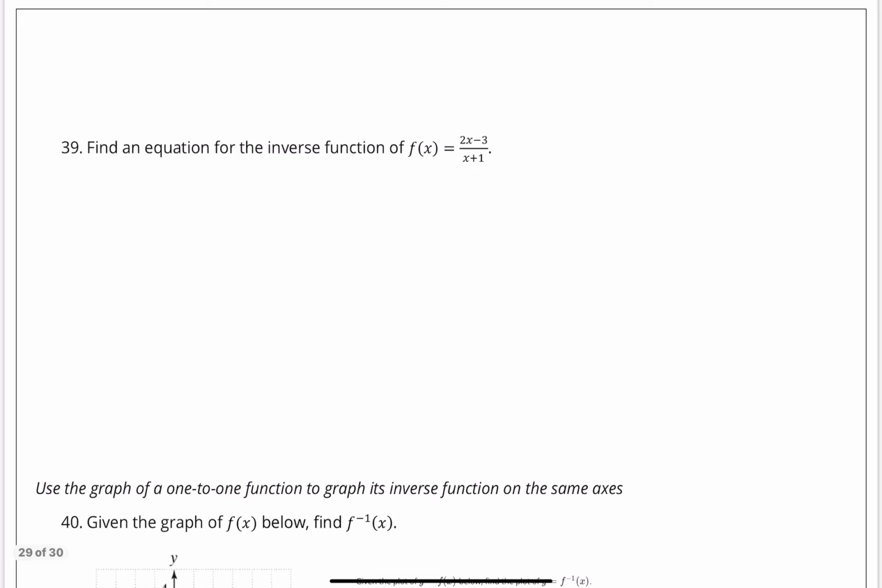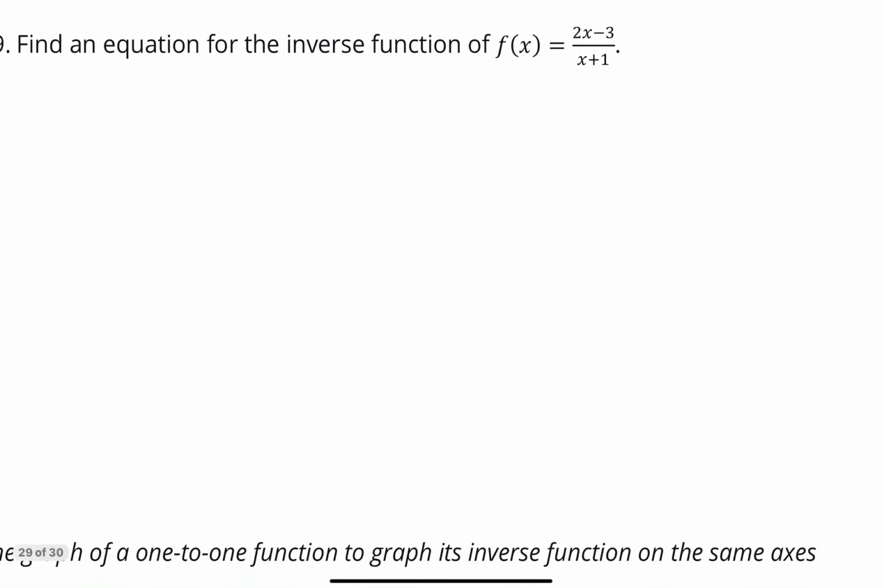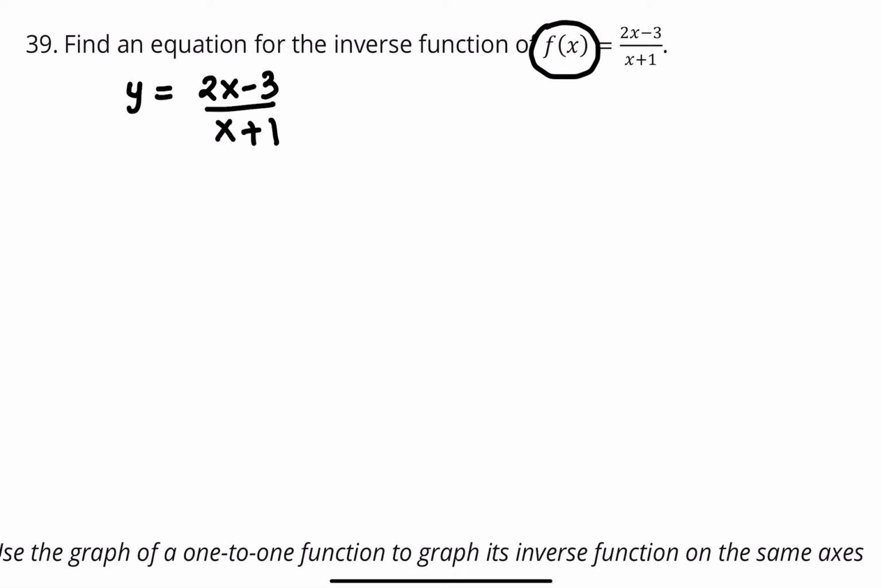Now let's go ahead and take a look at this one. Same process. I am going to write this down. y is equal to 2x minus 3 over x plus 1. It's already given in terms of f of x, so I'm going to change my f of x to y. Step 1's done. What is my step 2? Step 2 is to solve for x.